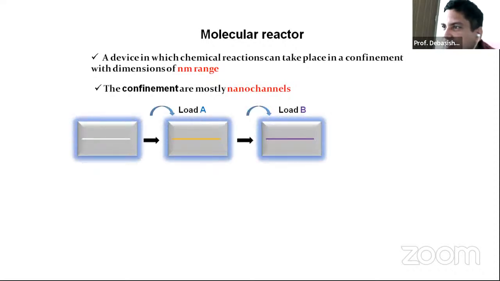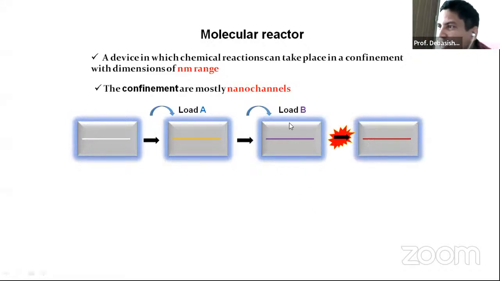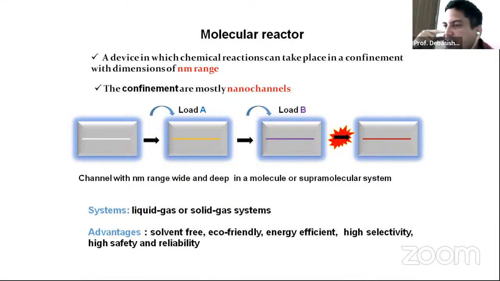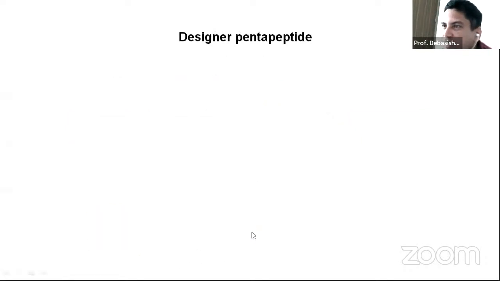So this is the scheme what I want to say to you. Here we have a nano channel, and then we are loading reactant A, and loading reactant B, and then we are giving our energy to do the reaction, and the reaction is done without any other solvent, without any waste. So is it possible? The system should be applicable for liquid, gas, solid-gas or liquid systems. Advantage of this system: it is solvent free, so it will be eco-friendly, energy efficient, and there will be high selectivity, safety, and reliability. So that is the important part of this kind of thing.